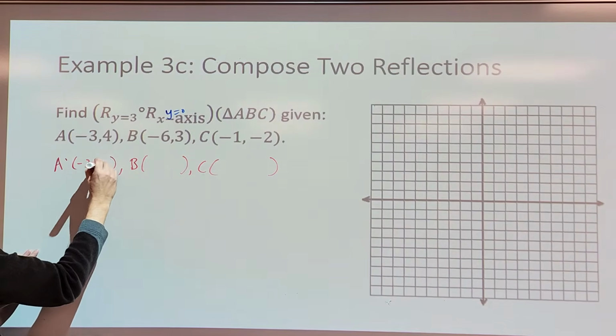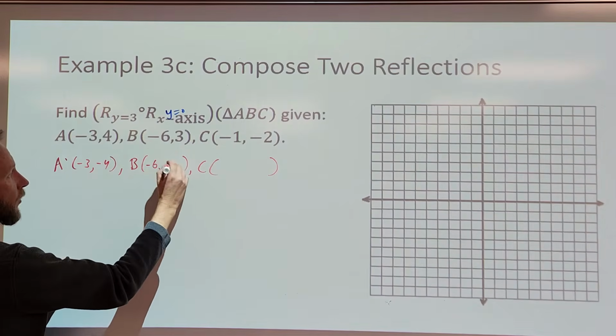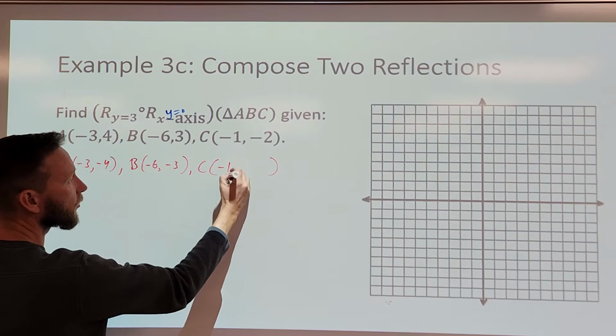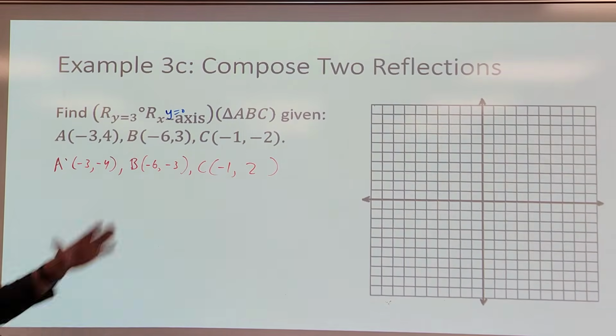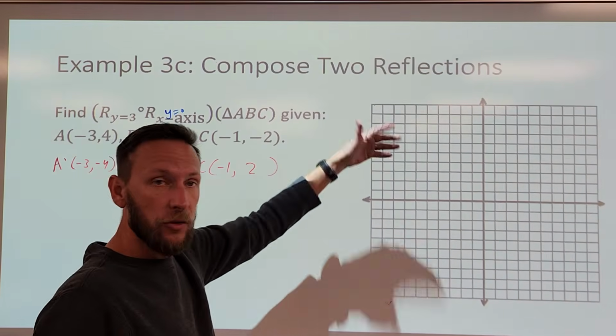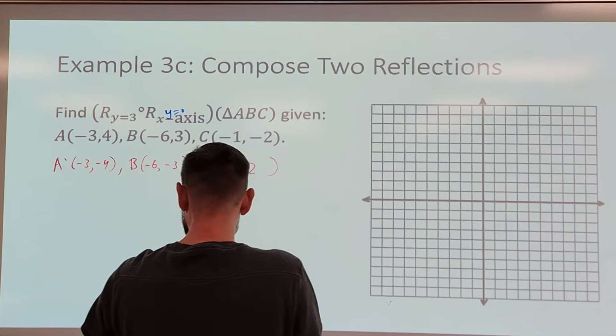The x value stays the same, the y value goes negative. The x value stays the same, the y value goes opposite. When we reflect it over, the x value stays in the same place. We're just flipping the triangle.